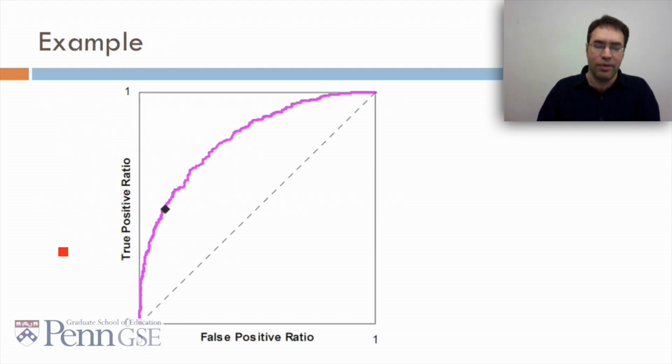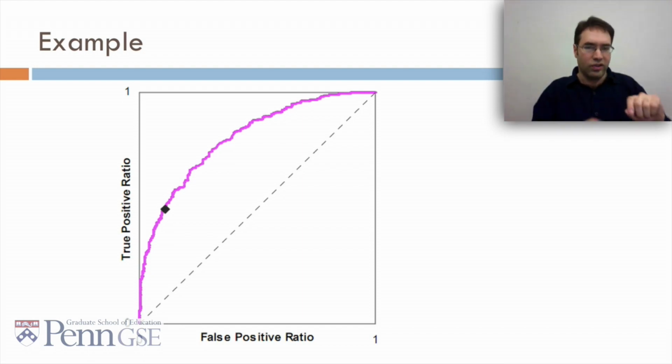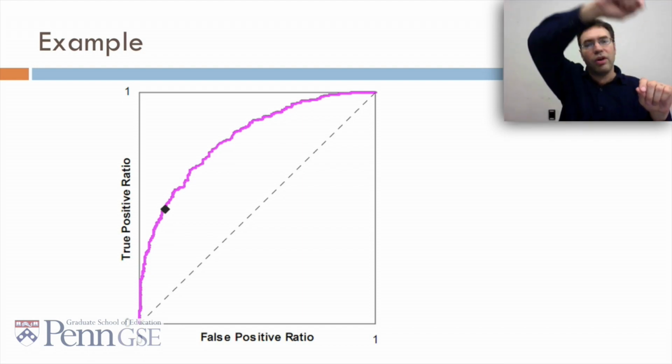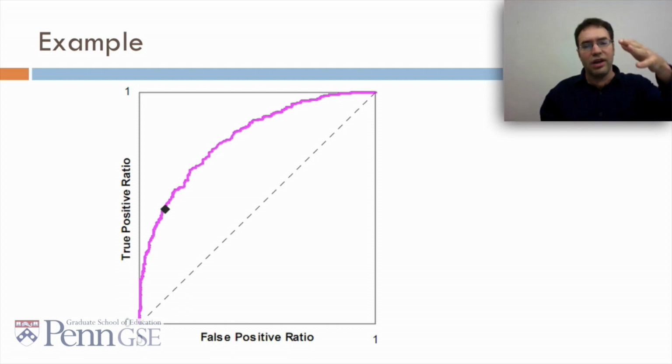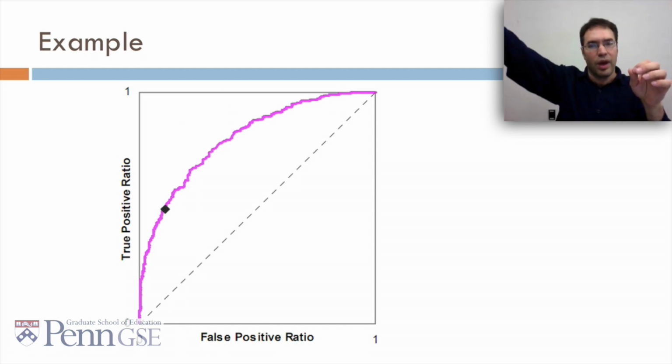So let's look at an example. We can see the false positive ratios on the x-axis, true positive ratios on the y-axis. So this model, anywhere along the curve, has more true positives by proportion than false positives until we get to the very top corner.